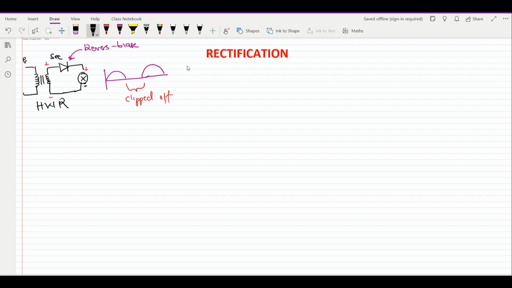Now, let us look at how our full wave rectifier will behave when connected to such conditions. The full wave rectifier is achieved by making use of a center tap transformer or by making use of a bridge rectification.